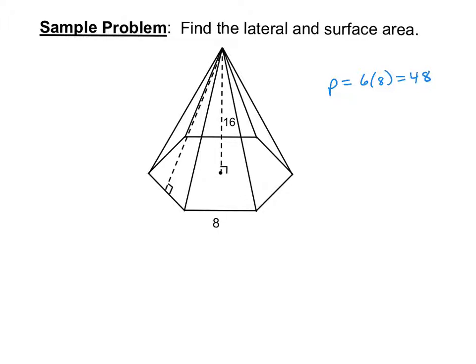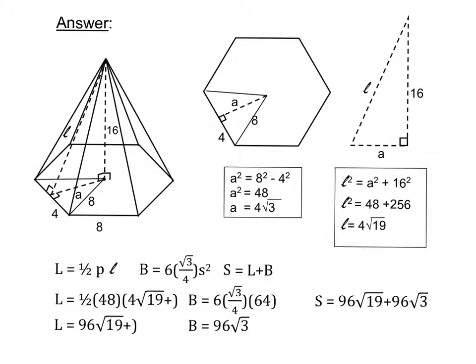I need the apothem, which I don't have, but I know I could draw it in right here. Here's my apothem. It goes from the center to the edge. That's my apothem, and I don't know what that is. I also don't know what the slant height is. So I'm going to have to do a little bit of work on this in order to get the information that I need. So here's that drawing again, and I've added some extra pieces so that you can see how we would work that out.